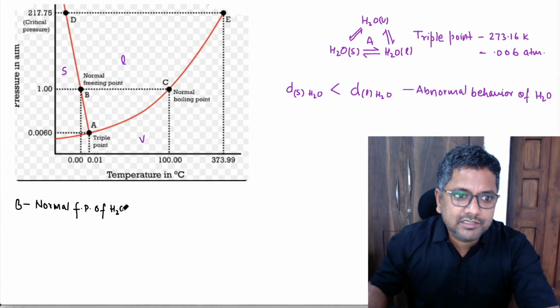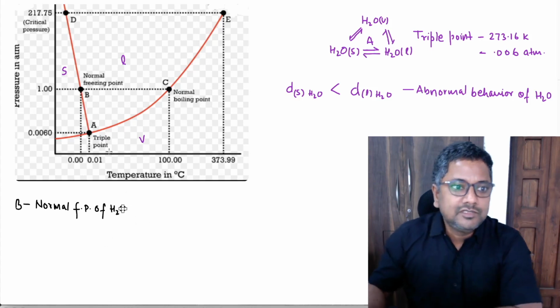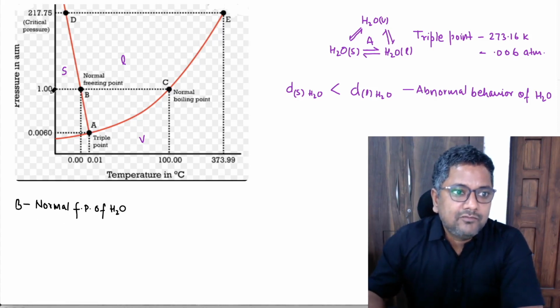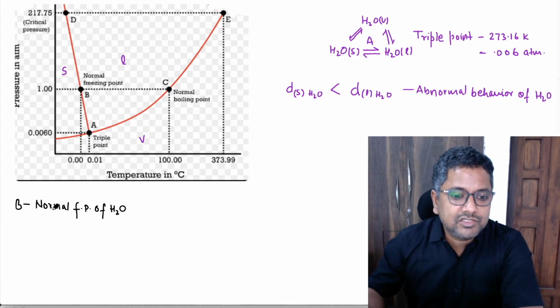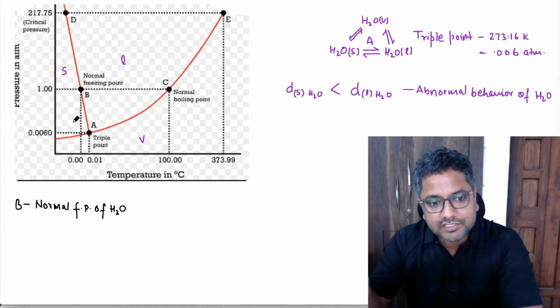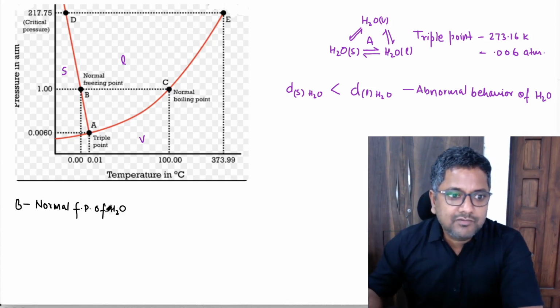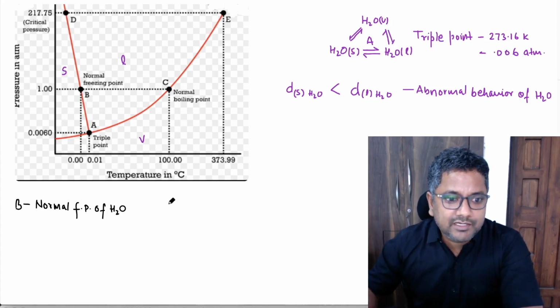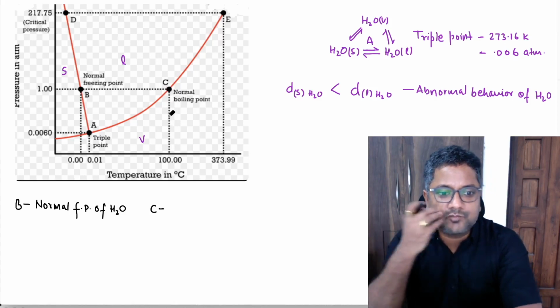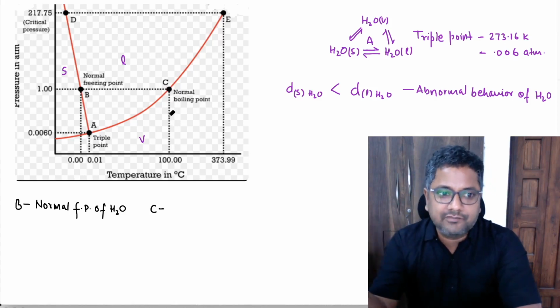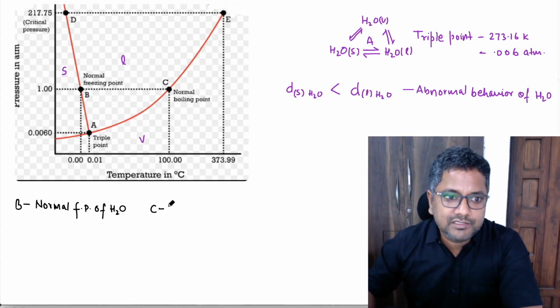Why am I not saying standard freezing point of water? I have written normal freezing point of water. You know, when you take pressure 1 atm, then it is called normal. Remember this point: when the pressure is 1 atm, it is called normal, and when the pressure is 1 bar, it is called standard, right? So B is the normal freezing point of water, and point C is the normal boiling point of water. Whatever temperature and pressure correspond to that are characteristic of this liquid. So C is the normal boiling point of water.